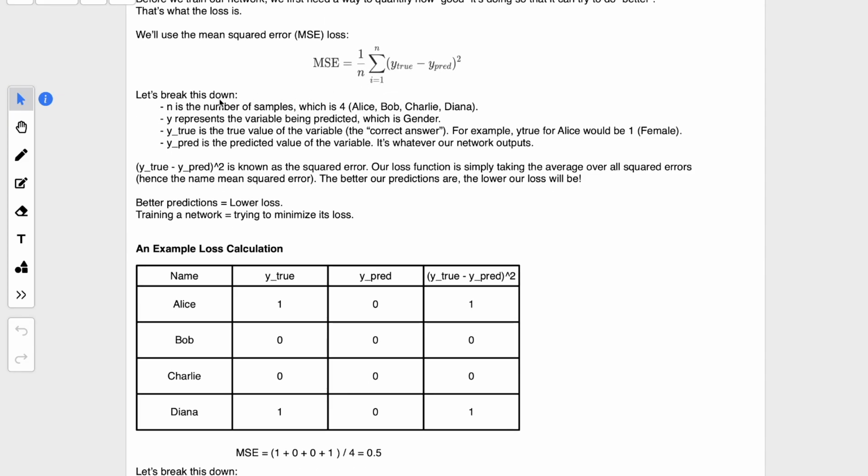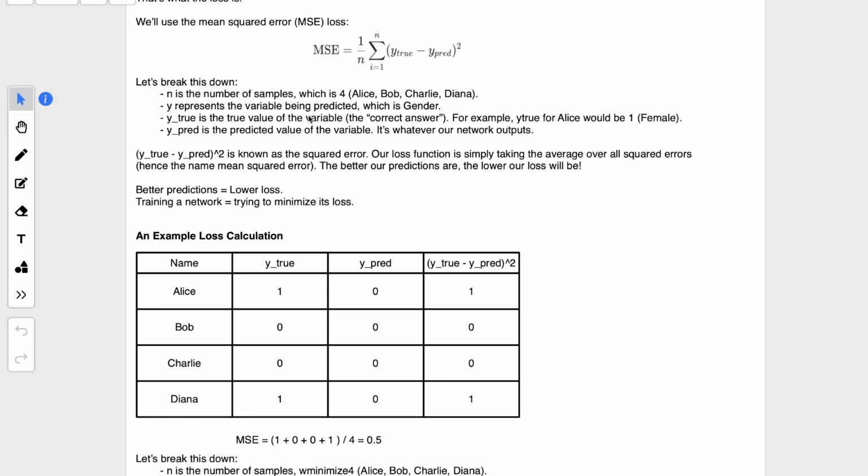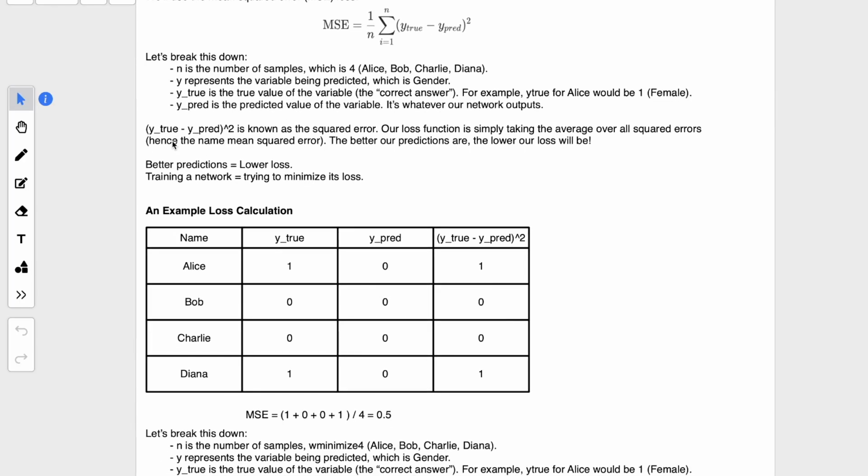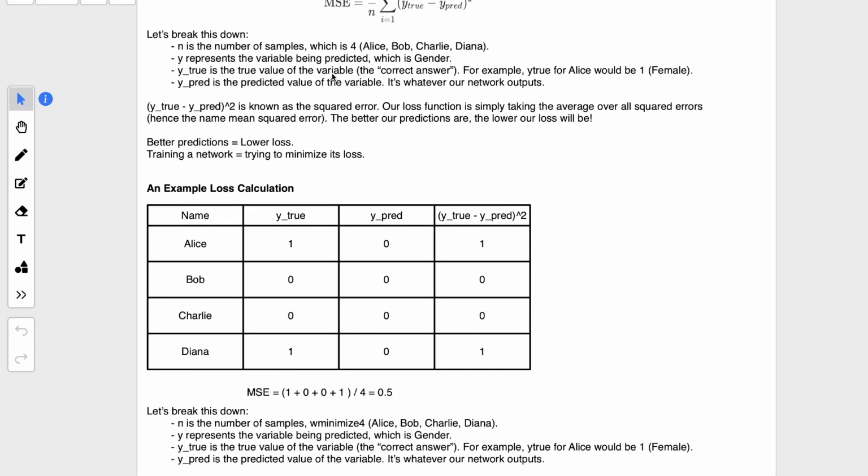So let's break this down. n is the number of samples, which in our case is 4. y represents the variable being predicted, which is the gender. y true is the actual gender of the person, represented by 1 or 0. y pred is the predicted value given by our neural network. And as we know, y true minus y pred, squared, is the squared error, and when we take the mean of it, it is called mean squared error.